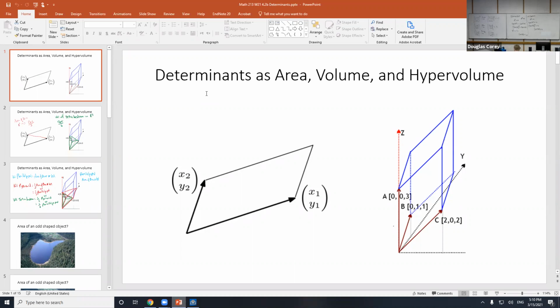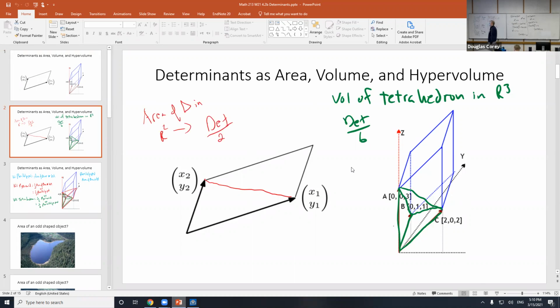If you just wanted the triangle, then what do you have to do? Divide by 2. So you subtract 1 point from the other 2 to get vectors, then find the determinant and divide by 2. There's a similar process to find the volume of a tetrahedron. If you have 4 non-planar points in R3, they make a tetrahedron, and you can find the volume of that. You do the same thing: take 1 point, subtract it from the other ones, put the three vectors in a matrix and find the determinant. But then you have to divide by 6. It turns out it takes 6 of these tetrahedrons to fill the whole parallelepiped.